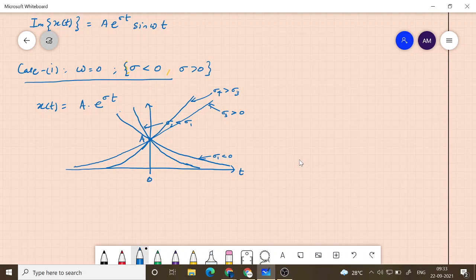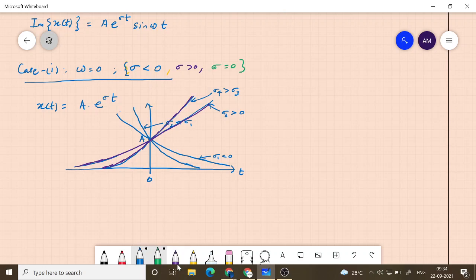So sigma less than 0, I have considered. Sigma greater than 0, maybe I should have used a different color for this. So for sigma positive, I am using this purple color. Okay, so this is positive. Now for sigma equal to 0.